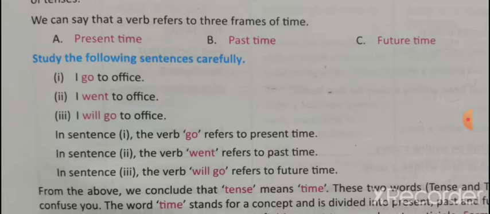Similarly, in the second one, I went to the office. Here with the word went, it is easy for us to understand that the sentence is in past tense. So the thing has happened before. He has gone to the office. It has happened in the past. Next, I will go to the office. With the help of will go, it is easy for us to understand that the thing is going to happen in the near future and has not happened yet.